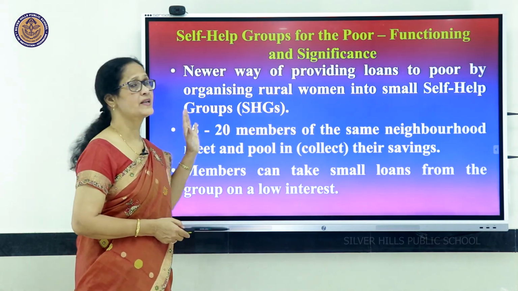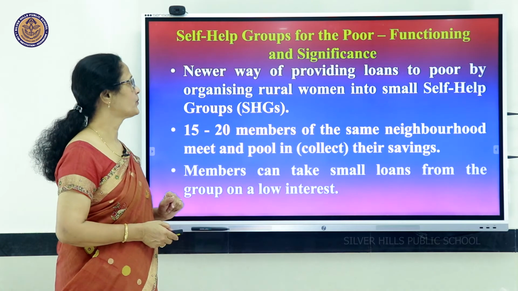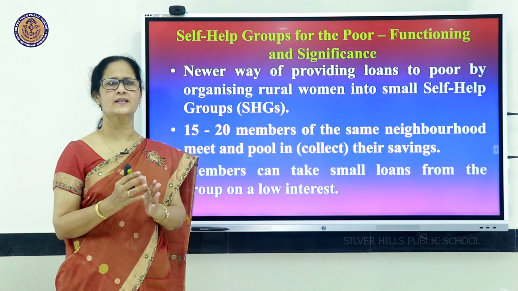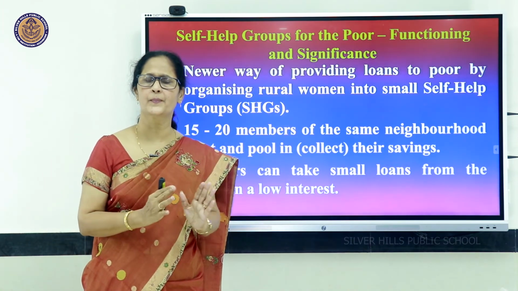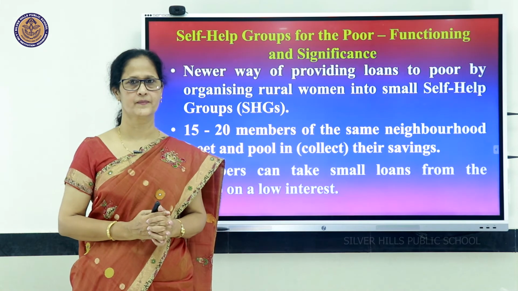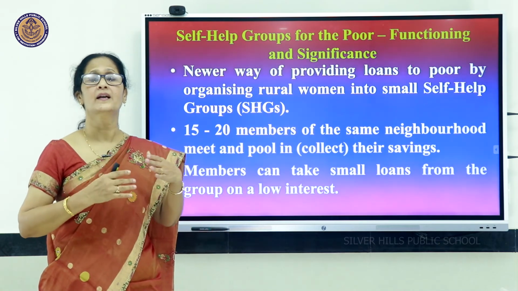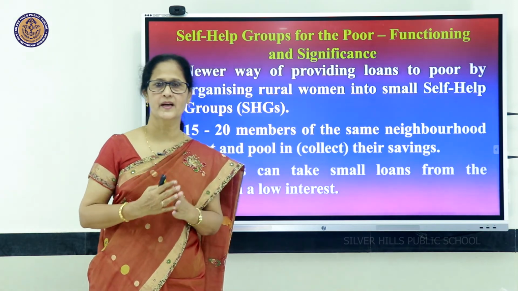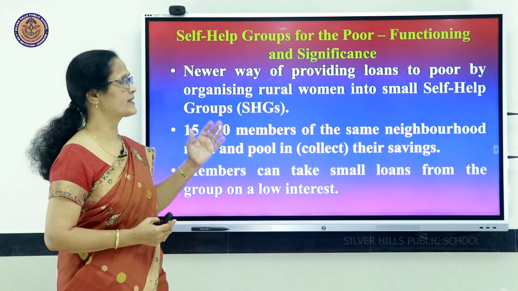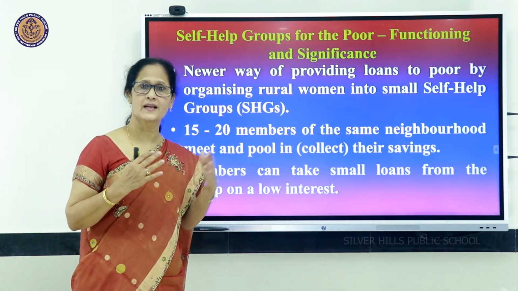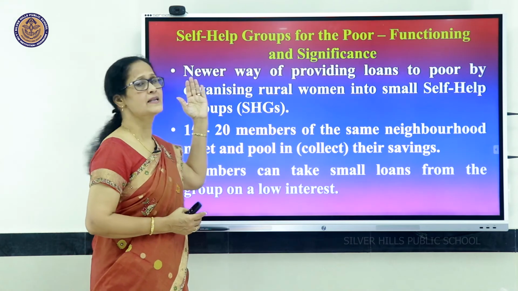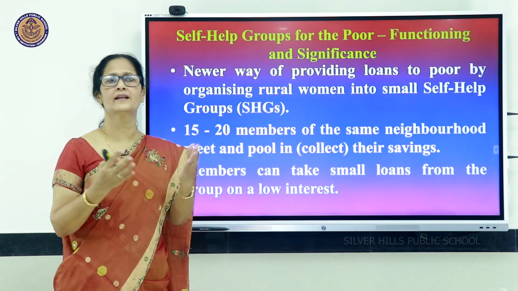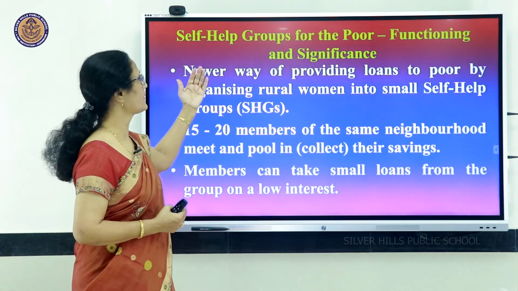Our next topic is self-help groups for the poor, their functioning and significance. So we saw that many of the poor people are still depending on informal sector credit. So people have been devising new ways how to make available cheap credit to poor people. So one such initiative which has become successful all over India is self-help groups for the poor. Poor people join together and help themselves. Self-help groups.